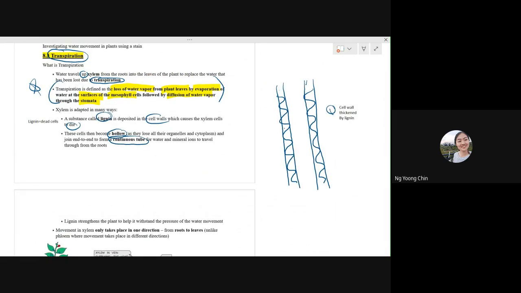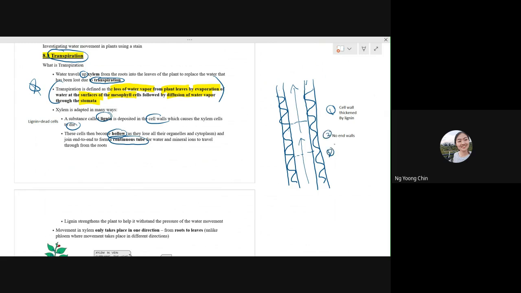Then secondly, you can see this xylem. Do they have an end wall? No, right? They don't have something like this. They are just continuously connected to each other. They don't have the cross wall like the phloem. So no end wall. No end wall means that they can allow the water to move very smoothly and continuously without any resistance. So this is their benefit of not having an end wall.